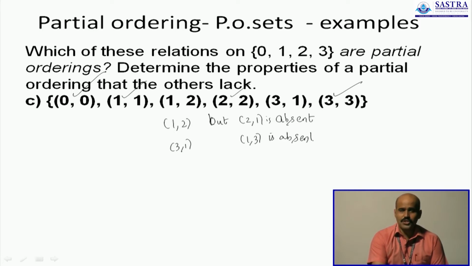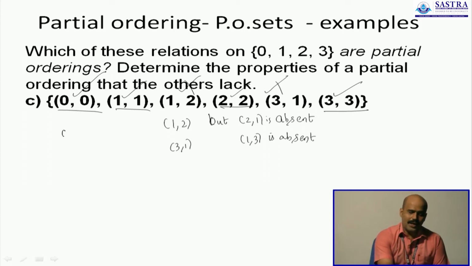It is enough if we check the pairs involving distinct elements. We don't have to focus on pairs involving similar elements, so you don't have to worry about 0, 0, 1, 1, 2, 2 and 3, 3. So we are actually seeing that the relation is antisymmetric also. We have already shown that it is reflexive, and now we have seen that it is antisymmetric. We will check the last part to see whether this is also transitive.